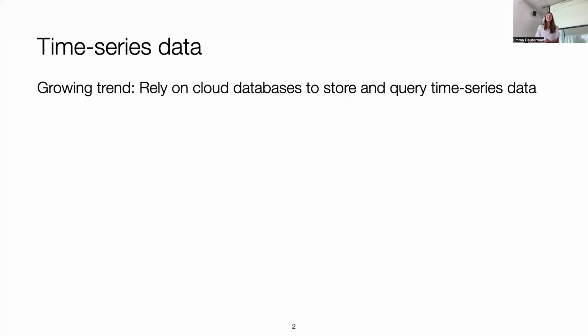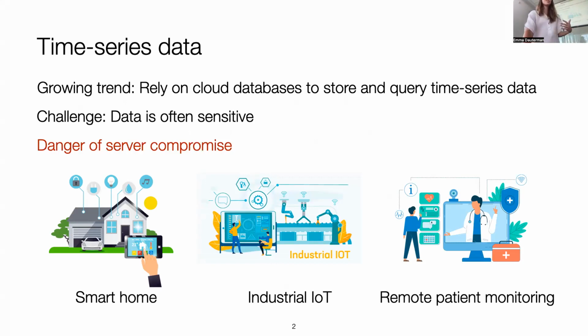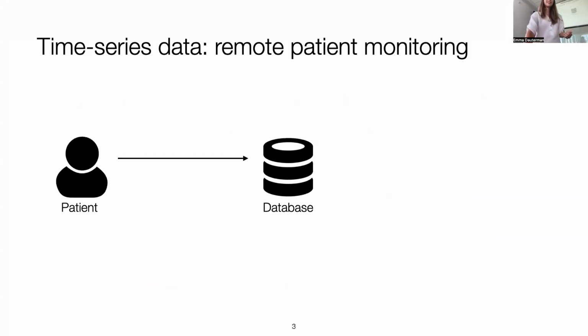Okay, so TimeSeries data. There's a growing trend of relying on cloud databases to store and query TimeSeries data. Examples of this include smart homes, industrial IoT, and remote patient monitoring. One challenge with all these applications is that the data is often sensitive. And so there's a real danger of server compromise. To make this a bit more concrete, let's consider the example of remote patient monitoring.